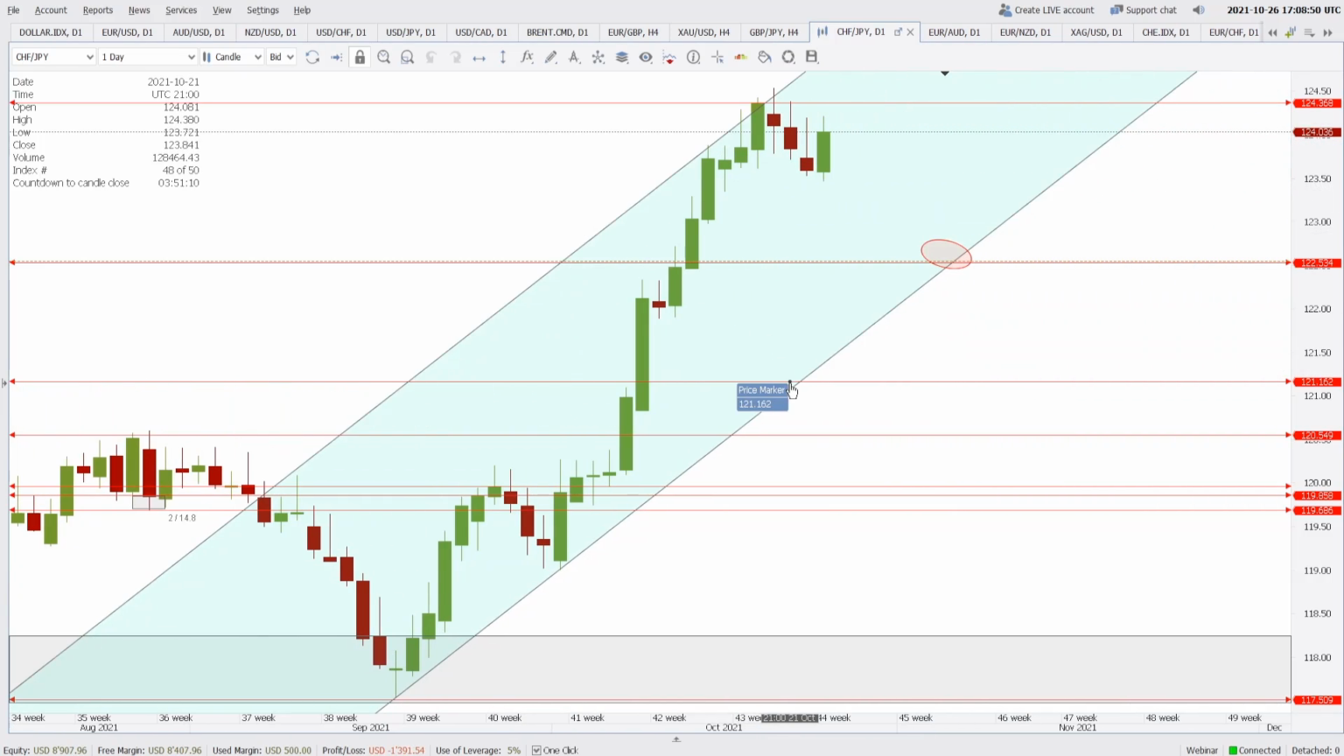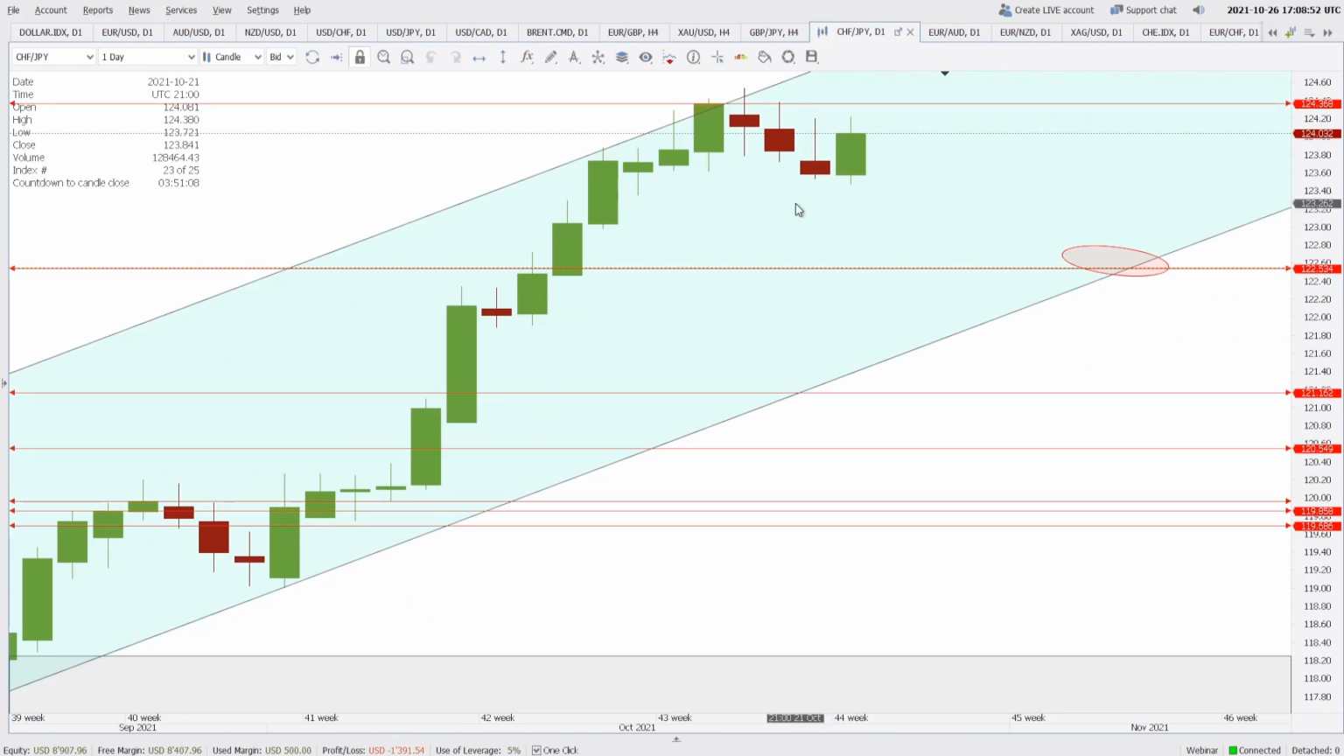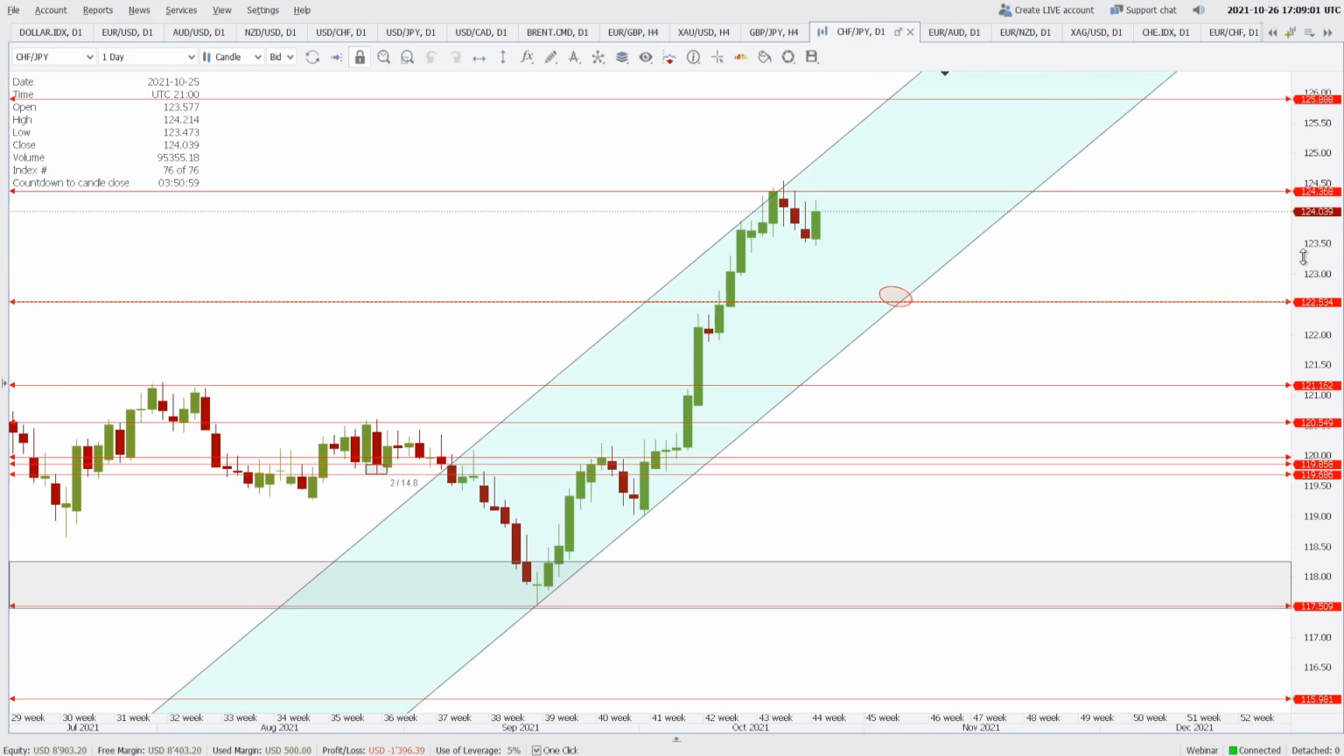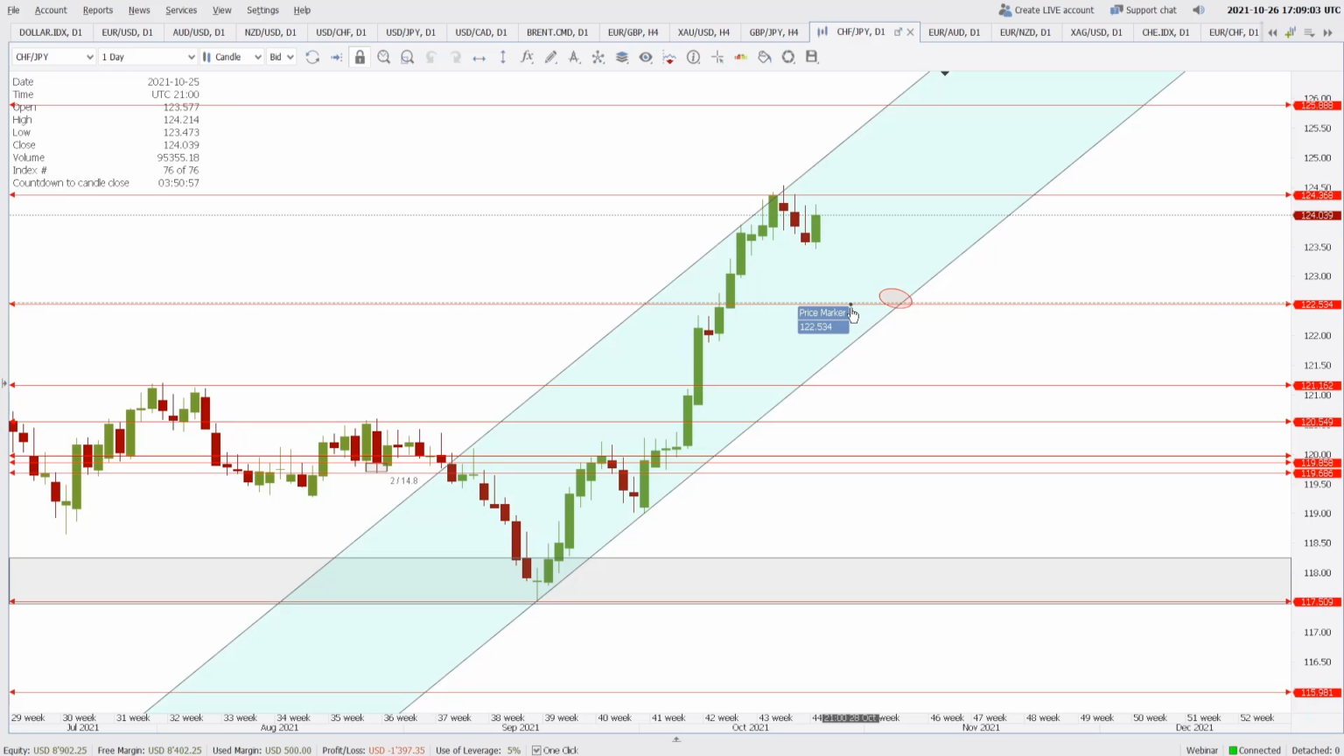CHF JPY on the daily candle is suggesting the same thing as USD JPY and GBP JPY. Swiss franc is bullish, no doubt about that, but the bulls cannot sustain on their own. They need fresh bulls. The bulls can carry the market higher, but they cannot keep it there because sellers have to jump in at some time and they will push the markets down. So we need fresh bulls.